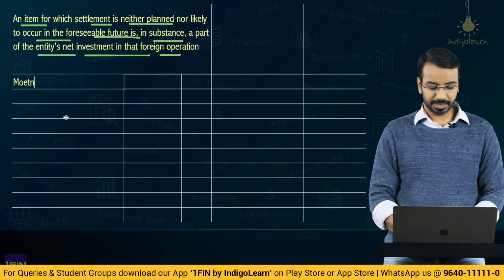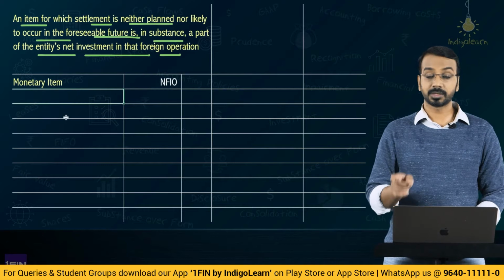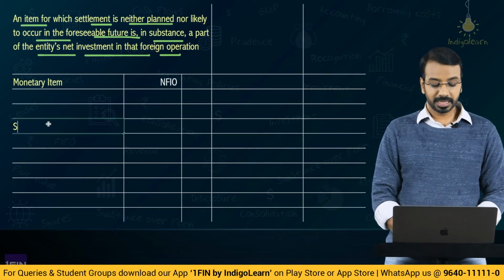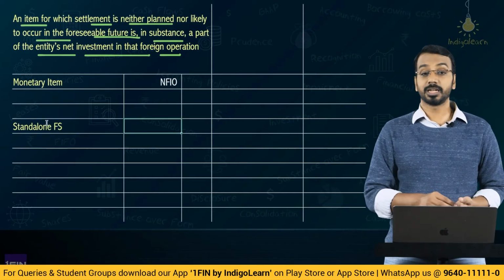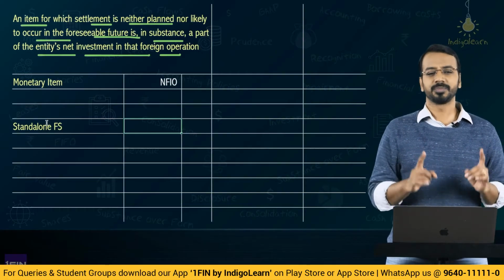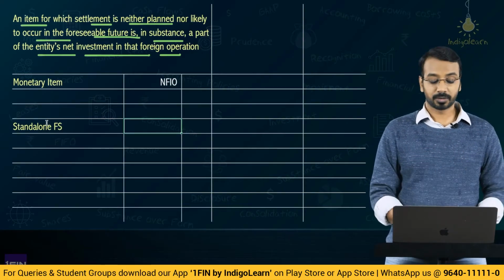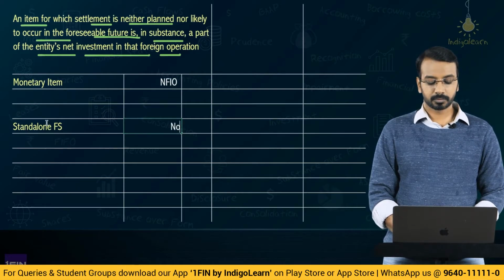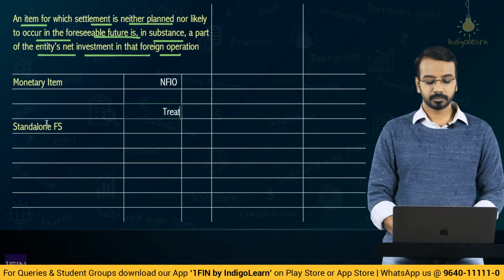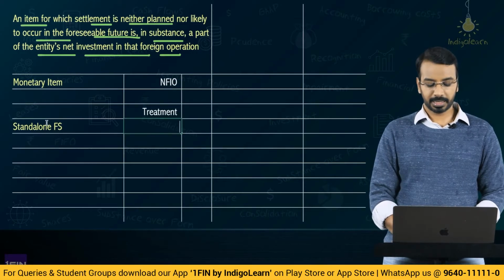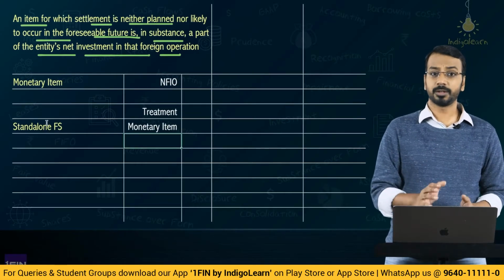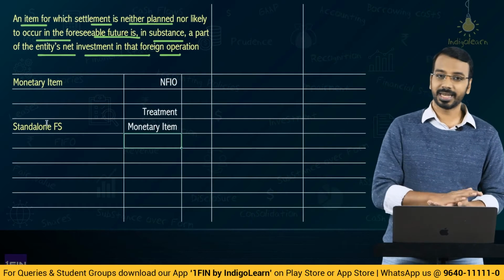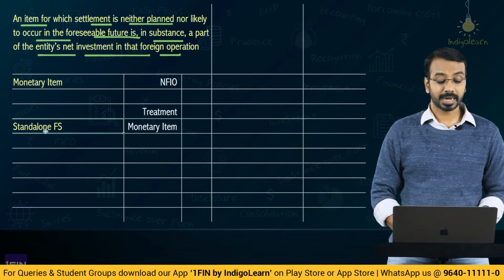So, when there is a monetary item which is a part of NFIO, the way you should deal with it is in the standalone financial statements. Standalone financial statements of whom? Standalone financial statements of the reporting entity or of the foreign operation. When you are preparing the standalone financial statements, then at that point of time, the treatment will be like a monetary item. Meaning to say, normally how you treat a monetary item, you will treat them also accordingly. You will recognize the gain or loss in the P&L. That is when you are preparing standalone financial statements.